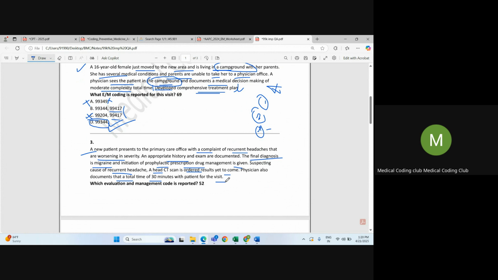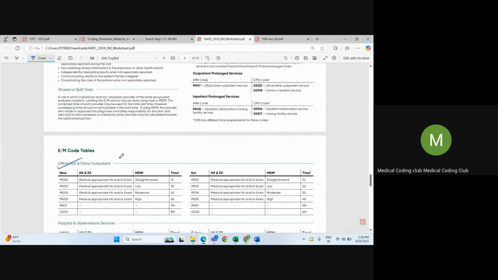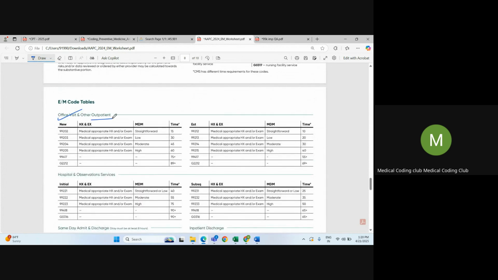So as you can see here, we have MDM elements also. You could check what the problem addressed is, what the data level is, and what the risk level is. All three MDM elements are supporting here, and they have also documented total time. Total time is 30 minutes, and it is a new patient in a primary care office. This is an office setting, so the office setting codes are these: office visit or other outpatient.